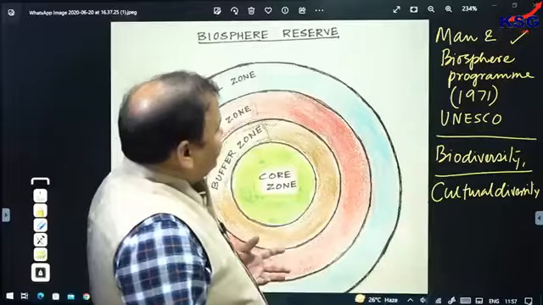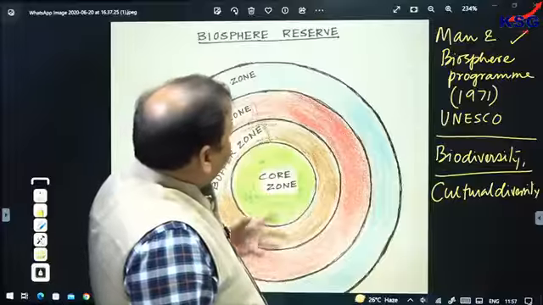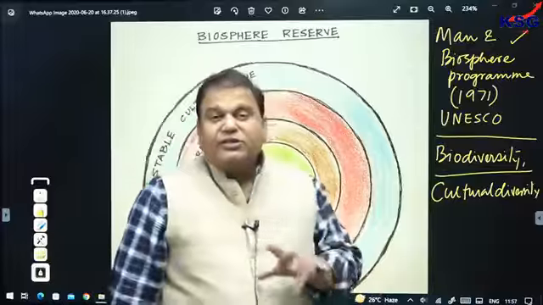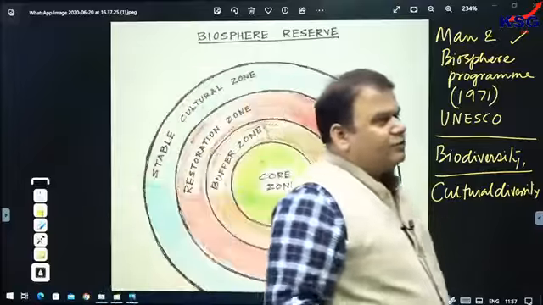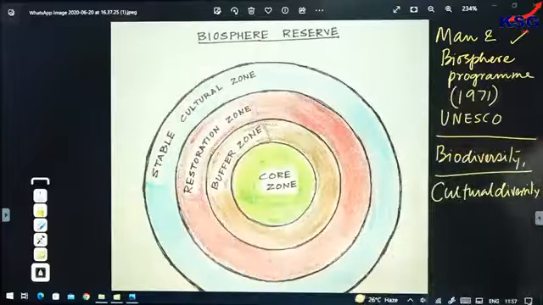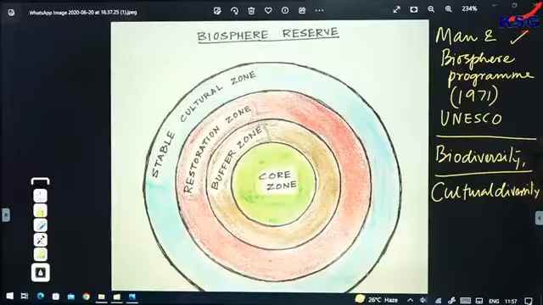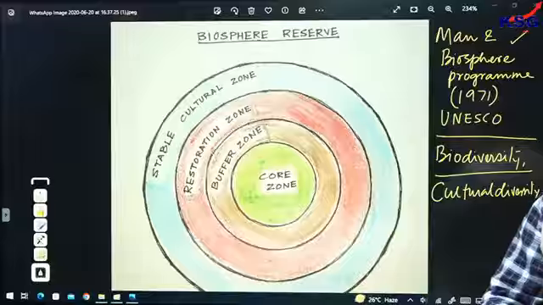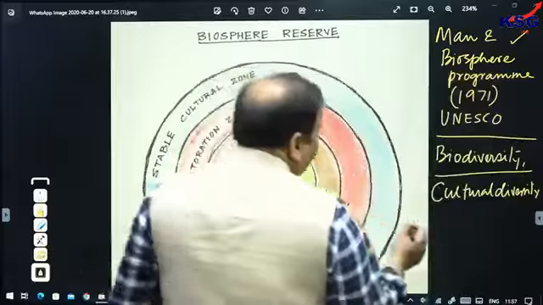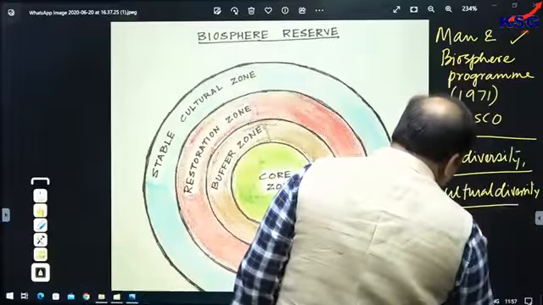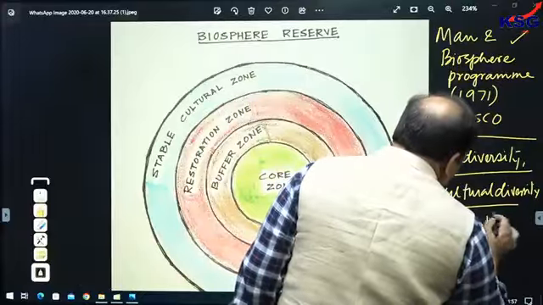And we can see that cultural diversity also includes the traditional land use practices which happen to be suitable with nature. Write down. Cultural diversity also includes the traditional land use practices which are suitable with nature.